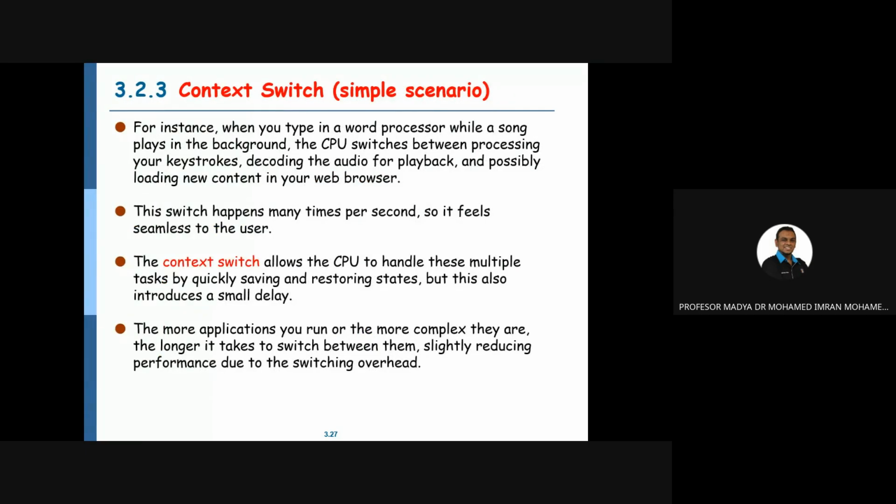This context switch is whereby the CPU switches between two processes. For instance, when you type in a Microsoft Word processor, a process, while a song is being played in the background, the CPU switches between processes and decodes the audio for playback and possibly loading new content. So this switch happens many times per second, so it feels seamless to users.